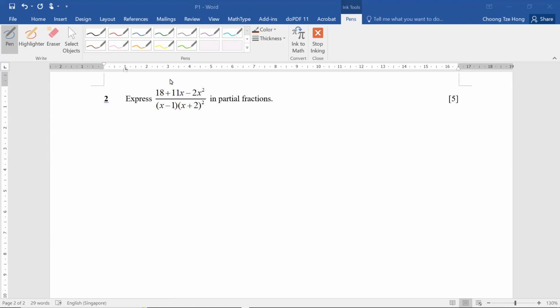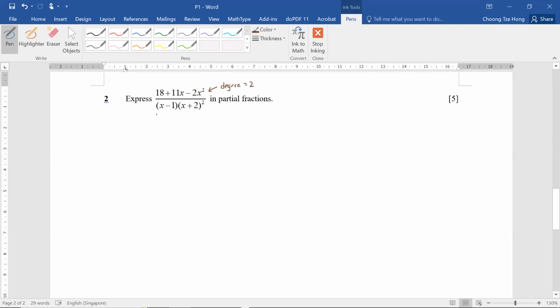Before we do any partial fraction question, the first thing we need to ask ourselves is: is this a proper or improper fraction? How do we decide that? We look at the degree of the polynomial on top. This one is degree 2. Degree means the highest power of the x terms.